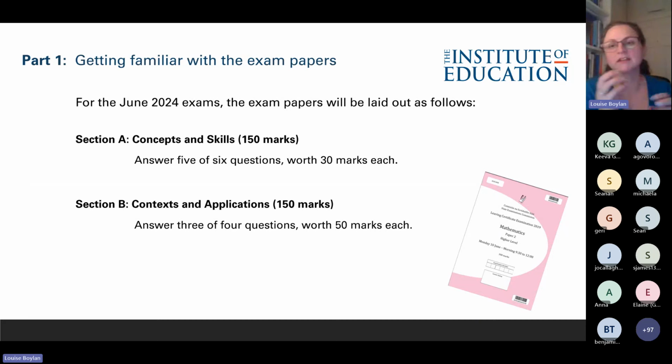When we go into part B, which is our context and applications, that's where we get real world questions coming in. So it might be a big long story about a factory designing a new cup, and these are the designs for the cup and which one should they go with to get the maximum volume, but using the minimum amount of material, and the question can go on for several pages. Out of that, there are four questions and you have to answer three. So again, there's one of those that you're going to leave out. It's exactly 50-50: section A is half of the marks and section B is half of the marks as well.